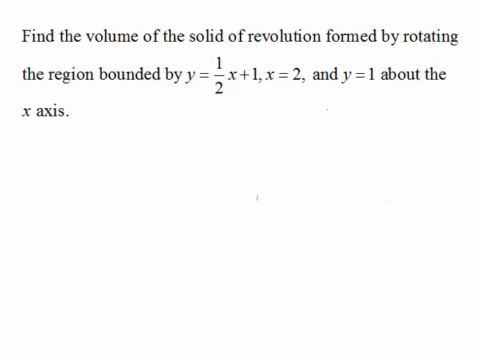Find the volume of the solid of revolution formed by rotating the region bounded by y equals 1/2 x plus 1, x equals 2, and y equals 1 about the x-axis. This is the exact region that we did with examples when we were finding volumes by washer, but now we're going to use the same region rotating around the same axes and find it by the shell method.